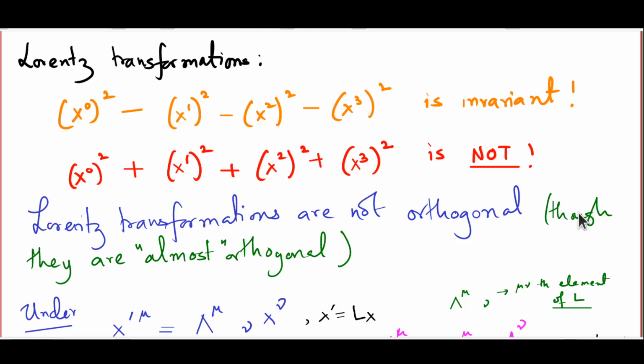The reason why a Lorentz transformation is not orthogonal is that under a Lorentz transformation, the quantity x0 squared plus x1 squared plus x2 squared plus x3 squared is not an invariant. What is an invariant, on the other hand, is the quantity x0 squared minus x1 squared minus x2 squared minus x3 squared. So, while Lorentz transformations are not orthogonal because the sum of squares of the coordinates is not invariant under Lorentz transformations, they are very nearly orthogonal.